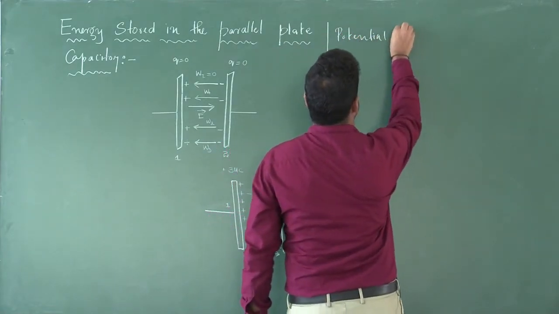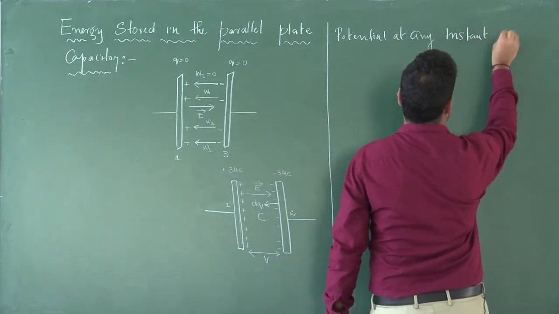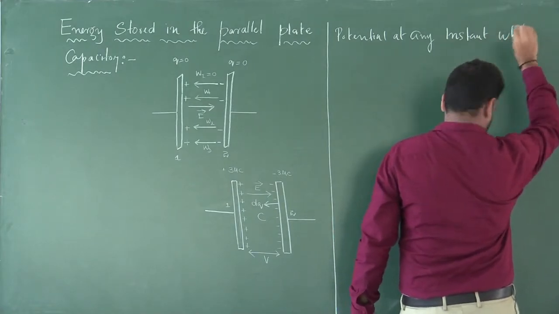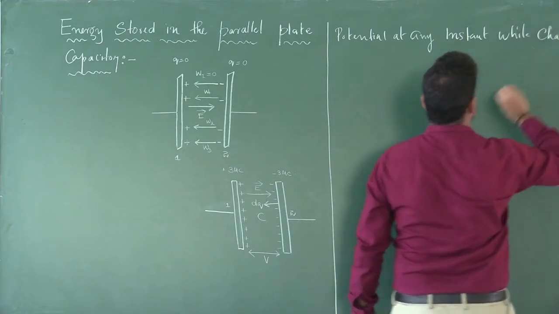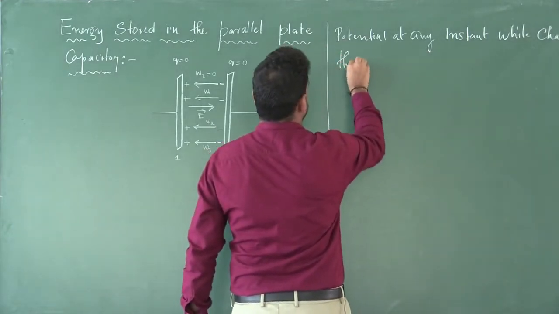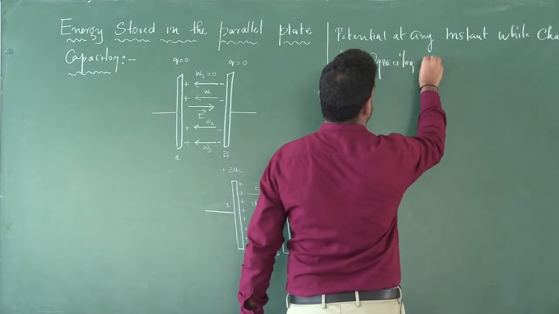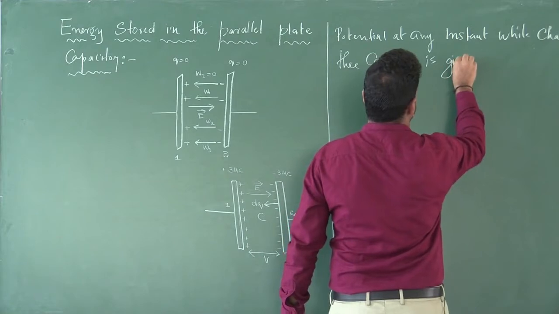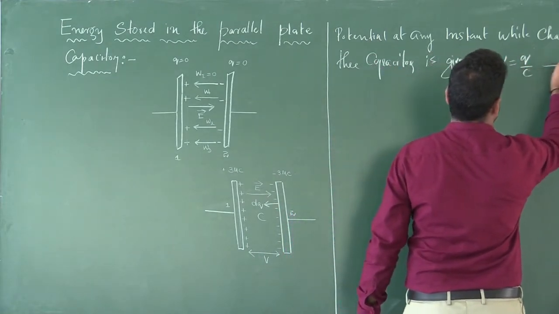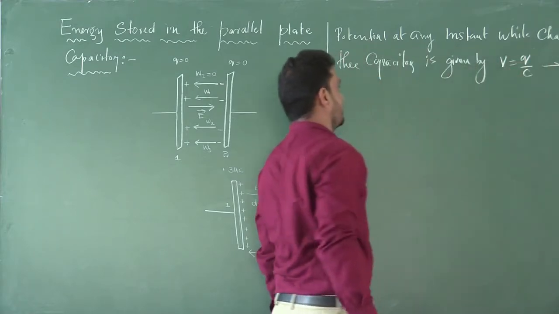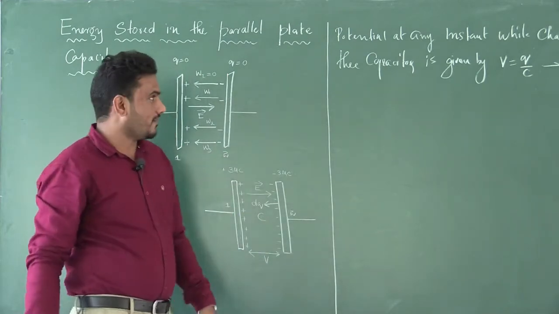Potential at any instant while charging the capacitor is given by V is equal to Q by C. So this is the potential at any instant while charging the two plates of the capacitor.